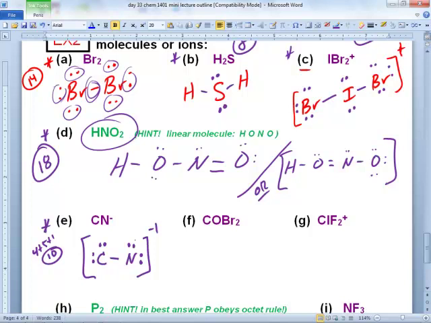And then I recognize neither one has an octet, so I'm going to erase, make a double bond. Check again. Still doesn't work. So let's try it again. Now I have an octet around everything. Right? I've got my little brackets, the -1 charge.